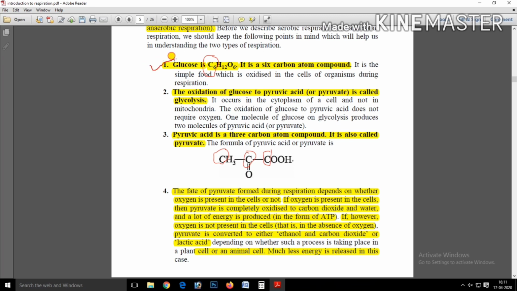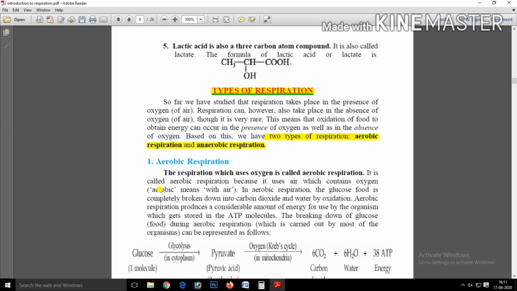So basically, one glucose molecule having 6 carbon compounds is divided into 2 pyruvate molecules having 3 carbon compounds each. And later, the fate of pyruvate depends upon the presence of oxygen. And the lactic acid or lactate also has 3 carbon compounds. You can see here.